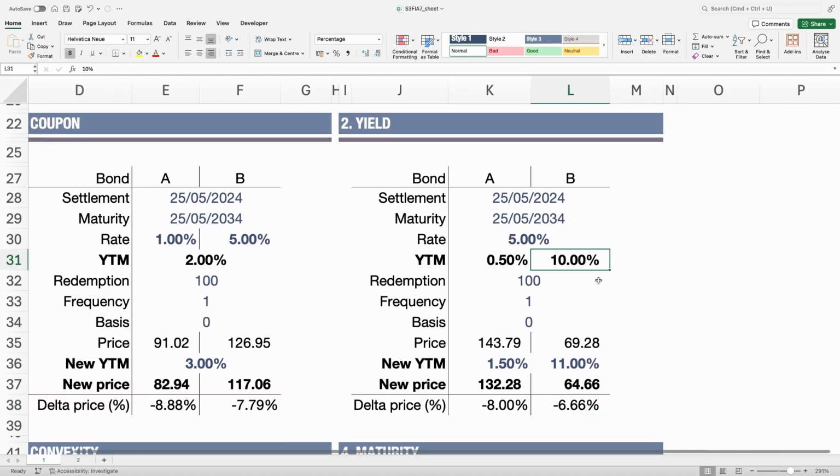As you can notice on the right side, if we start with two identical bonds with the exception of their yields, and we raise both by 1%, you can see that the one with the lower yield is more affected than the one with the higher yield. The direction in the yield change is also important.